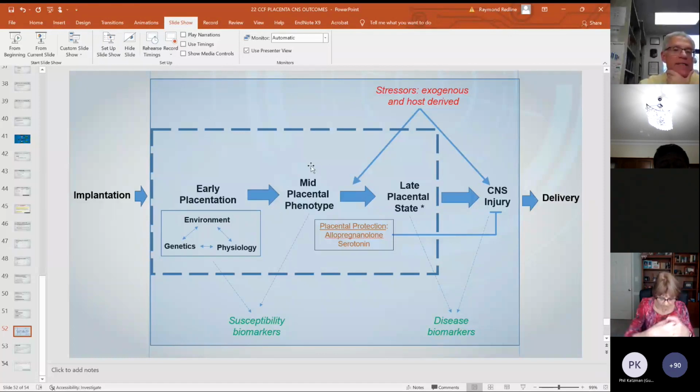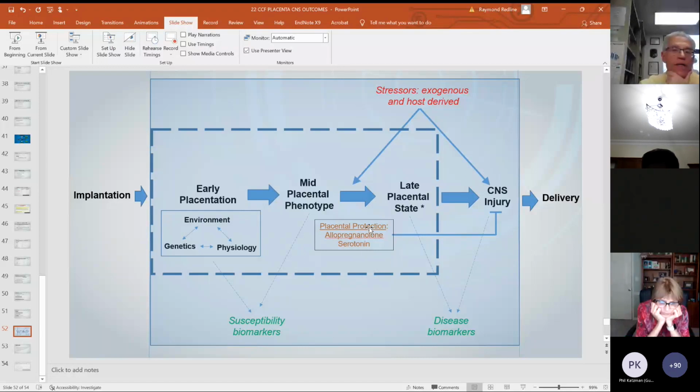That phenotype then sets you up. It's the chronic lesion that preconditions you for later injury. And all of these things are affected by stressors that are usually exogenous, but may also be host-derived, and they act on this abnormal phenotype and cause this late placental state and interact to cause CNS injury.